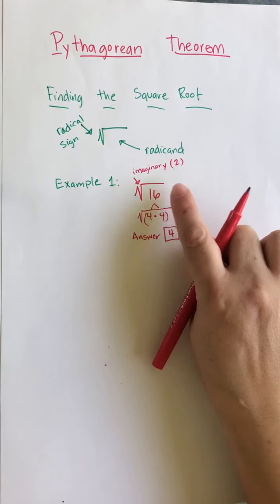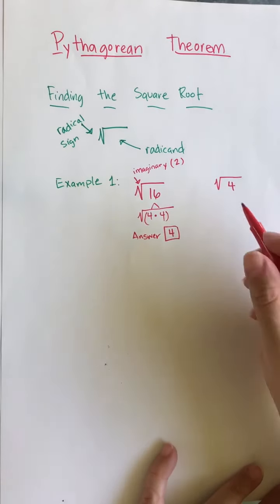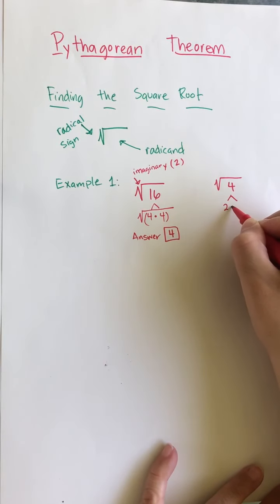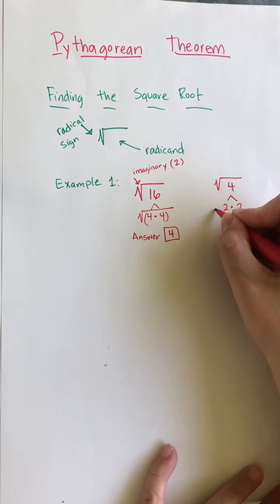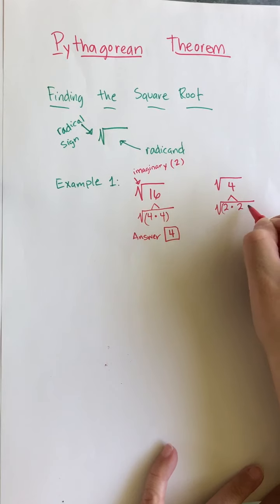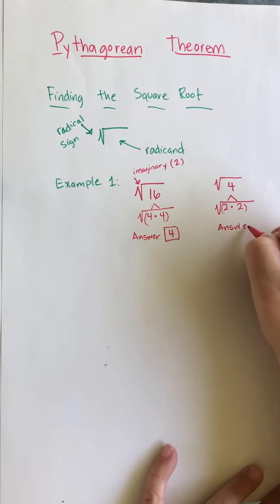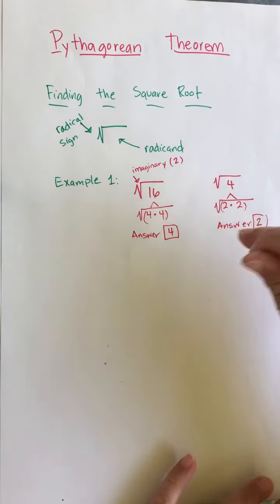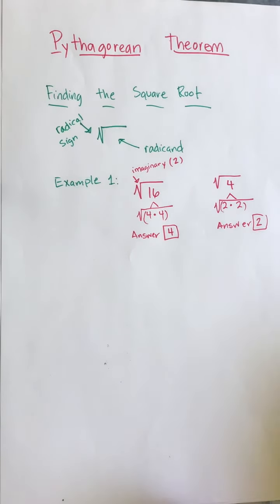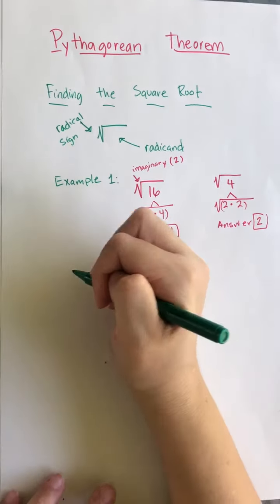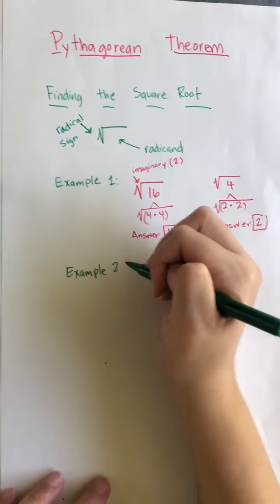Okay, the same thing goes if I had, let's say, the square root of 4. Okay, I take out pairs. These are 2 times 2 is 4. So if I say this is in the radical, take out the pairs, my answer would end up being 2. Okay, I now simplified this square root. Let's see another example. Example 2.